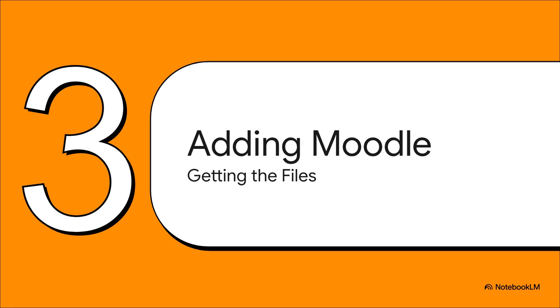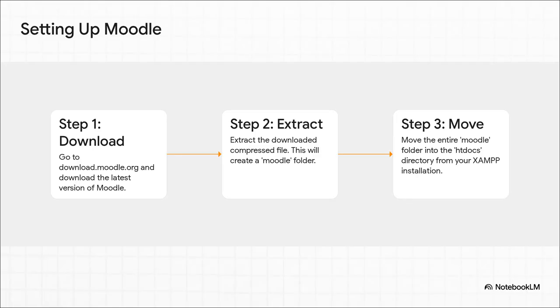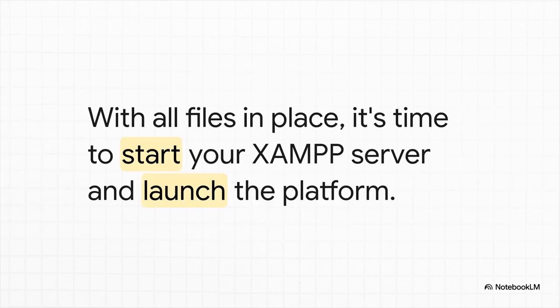All right, our server environment is prepped and ready to go. Now let's bring in the star of the show and add Moodle to the mix. This part's just as easy. You just head over to download.moodle.org, grab the latest version, and unzip the file. That'll give you a single folder called Moodle. Then you just move that entire folder into that special htdocs directory we just found. That's literally it.